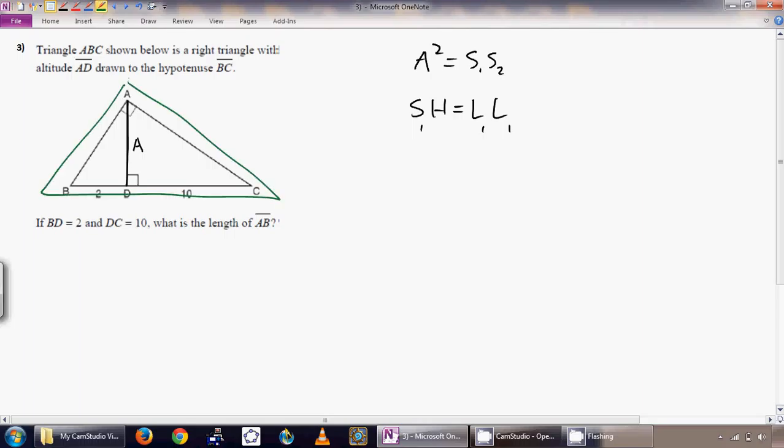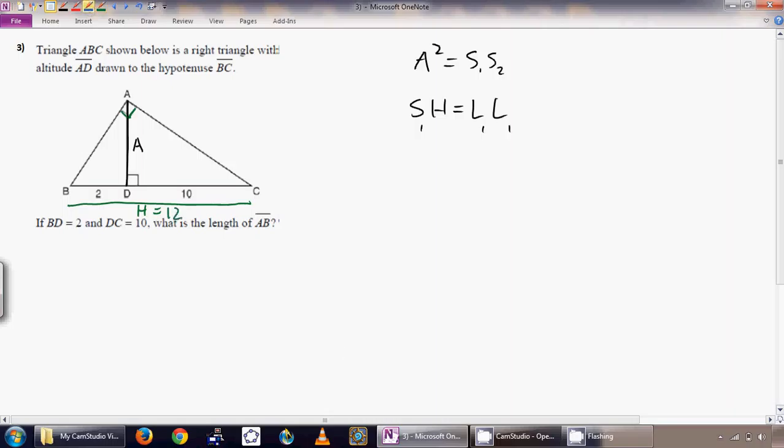So I'm going to start with triangle ABC, and I'm going to label the hypotenuse. Here's the right angle, so that points us to the hypotenuse. Our hypotenuse is from B to C, and that hypotenuse is the sum of the two segments, 2 and 10. So our hypotenuse will be 12.